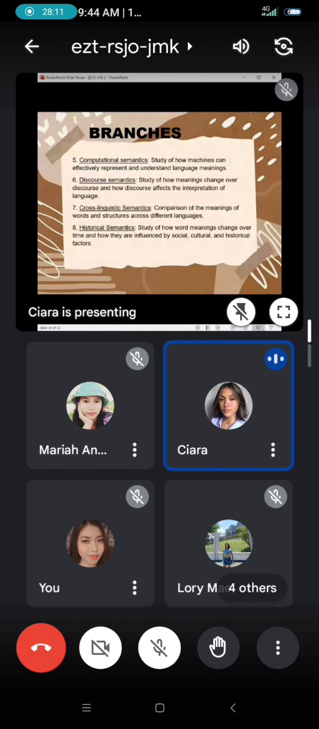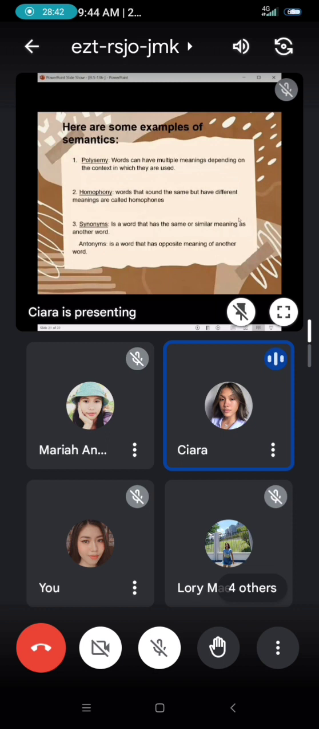Next, we have historical semantics. Historical semantics is the study of how word meanings change over time and how they are influenced by social, cultural, and historical factors. Historical semantics is concerned with the evolution and change of word meanings over time. It explores how words and their meanings shift, adapt, or undergo semantic extension or narrowing through historical processes.